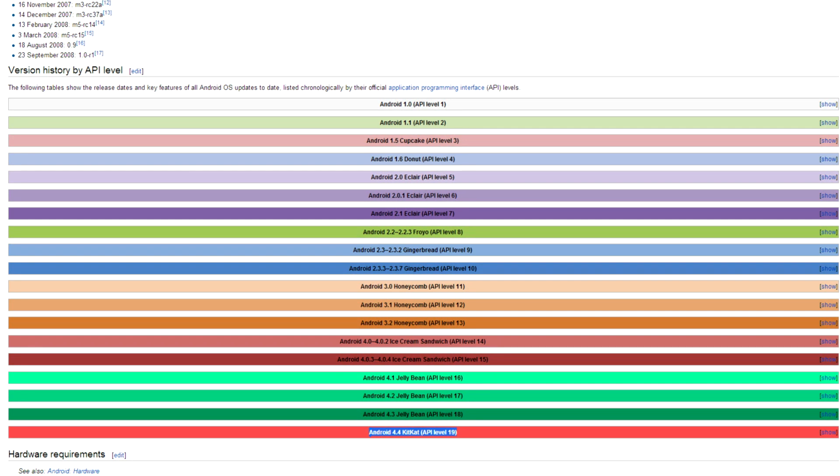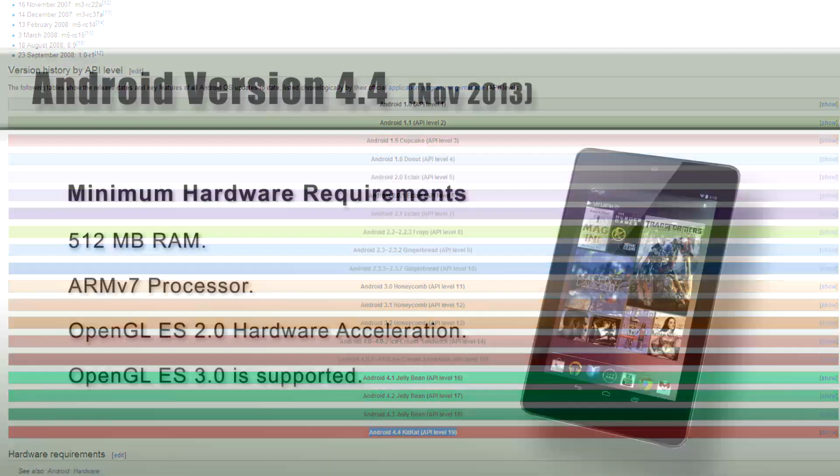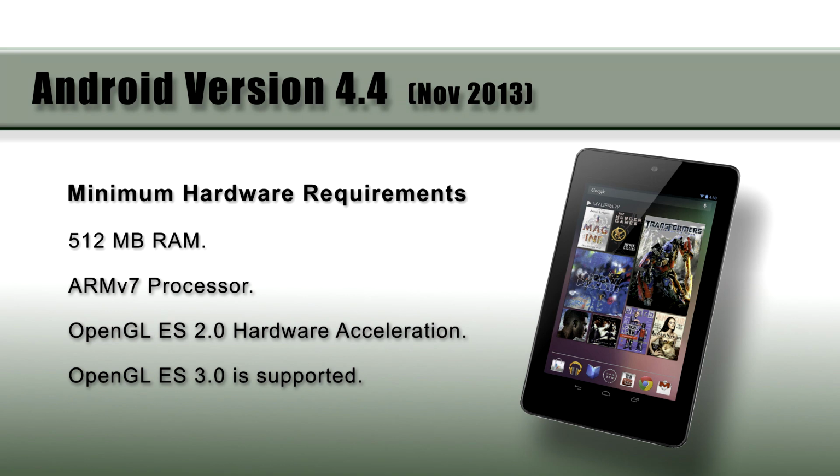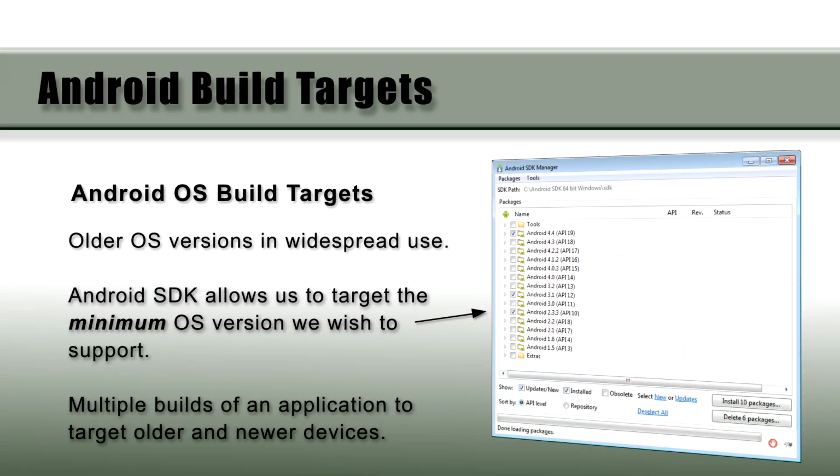But not all phones are created equal, and there will still be thousands or even millions of Android phones out there in daily use that either do not have the latest version of the operating system installed, or literally don't have the hardware requirements to be upgraded to it anyway. As of November 2013 and version 4.4, Android requires at least 512 MB of RAM and an ARM v7 processor. OpenGL ES 2.0 hardware acceleration is also mandatory, and OpenGL ES 3.0 is also supported. Now, at the time of recording, the operating system version 2.x Gingerbread, the one I'm going to be using on my phone here, is still in pretty widespread use.